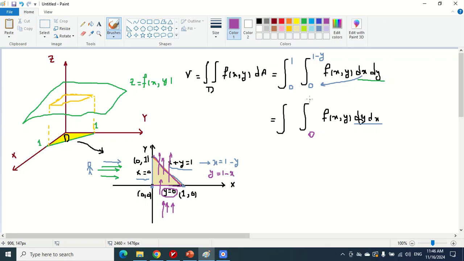So 1 minus x should be written over here, and at the end there is the value for x that should be considered. The value of x starts from x equal to 0 up to x equal to 1. So the boundary will be 0 and 1. So this is the concept of the double integral, a quick review of those things.